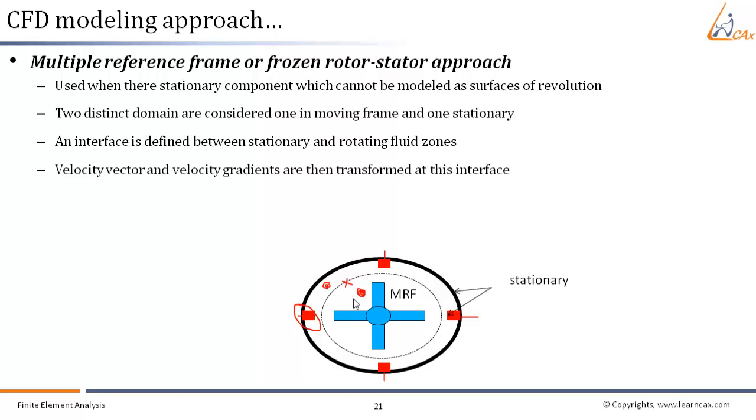Velocity vector and velocity gradients are then transformed at this interface. Flux, momentum, and energy and other scalars are exchanged at this interface boundary, and there is no relative motion between the domains. So there is no actual motion of this particular inner domain. Still everything is stationary, everything appears to be stationary, but the rotational effects are considered.